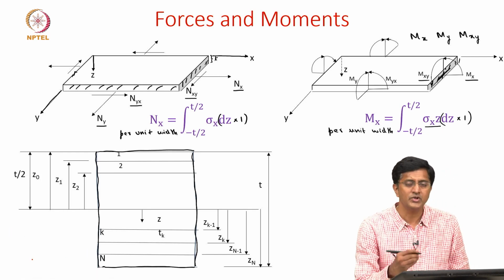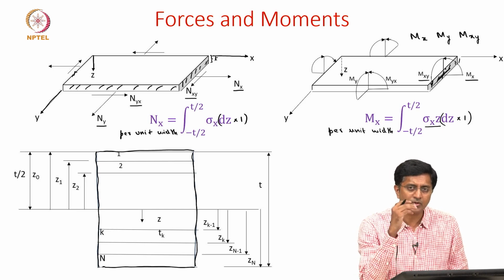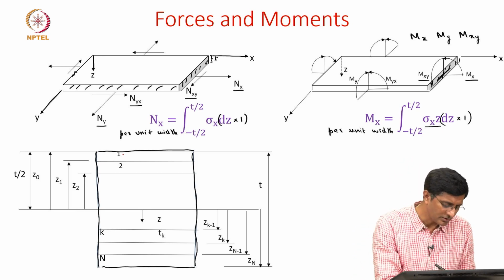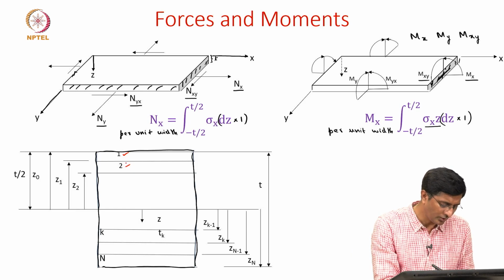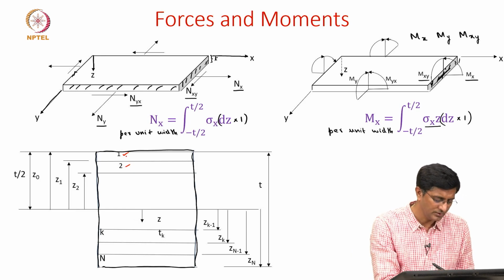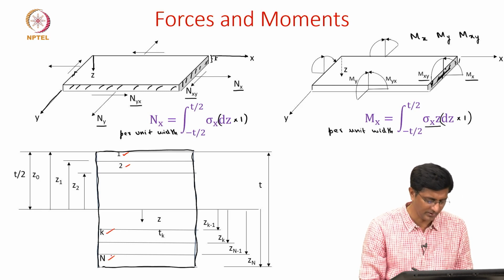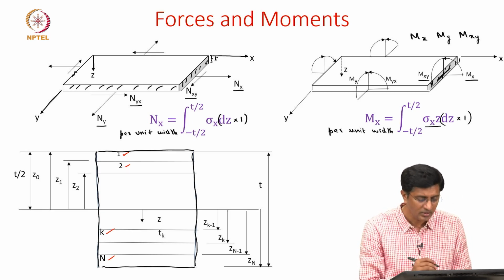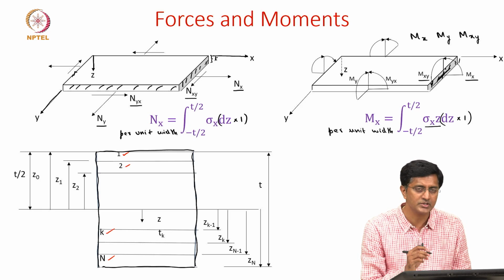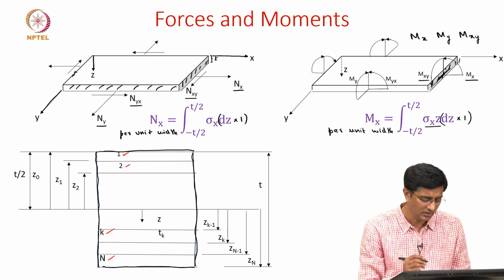And as we mentioned previously, we start from the top layer. So one is the top layer and then keep going downwards in the sequential fashion. So the second layer, the kth layer and the nth layer. But now the question is, how do we define the z values in each of these layers?